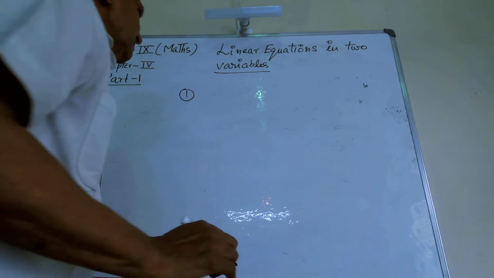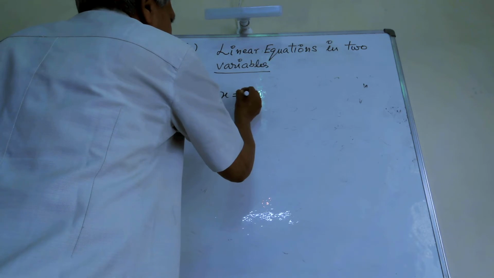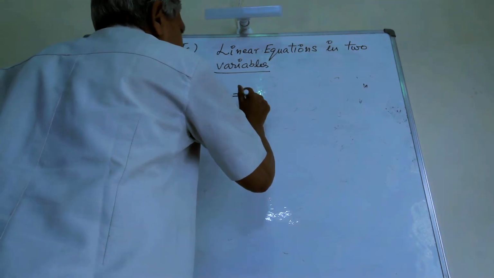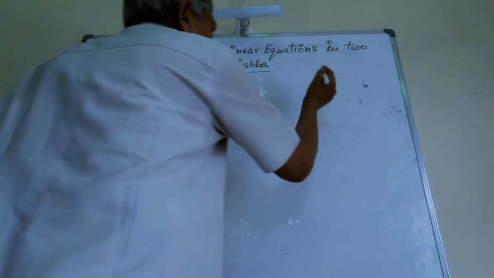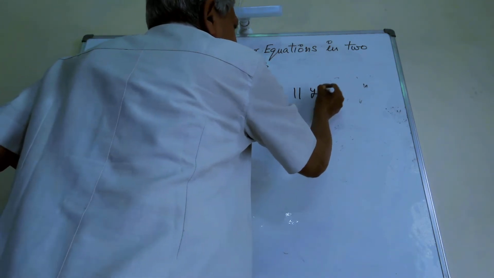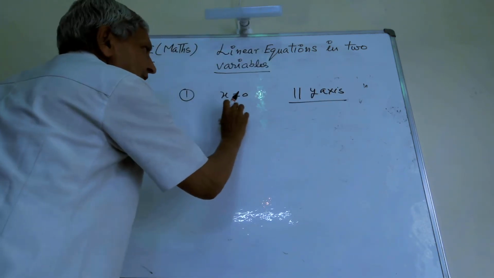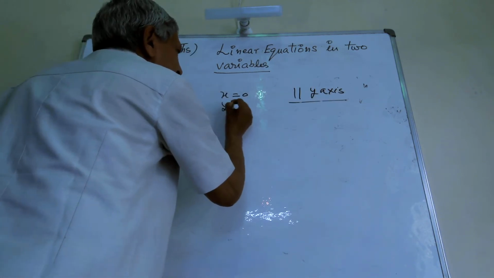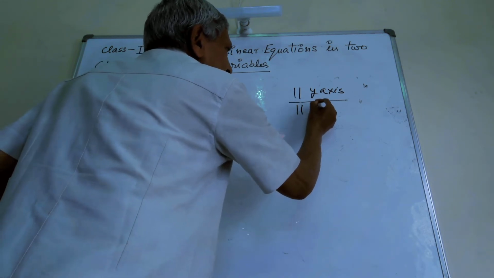So, conditions are, first, if x is equal to 0, this is the equation which is parallel to the y-axis. Listen to me here. If y is equal to 0, the line is parallel to the x-axis.